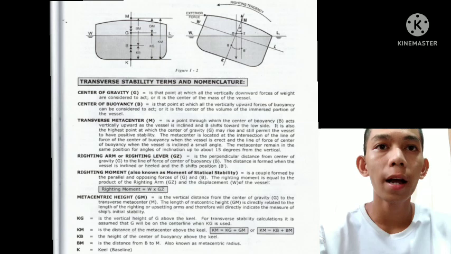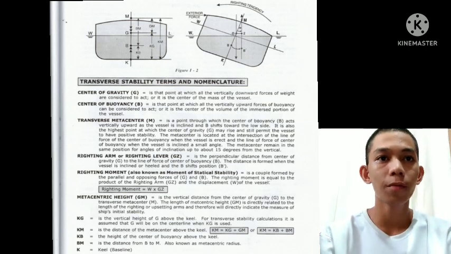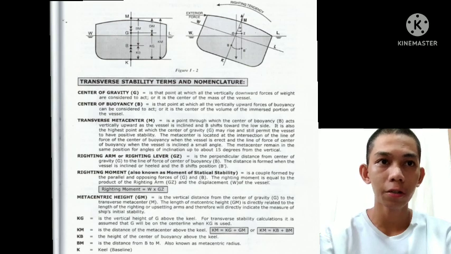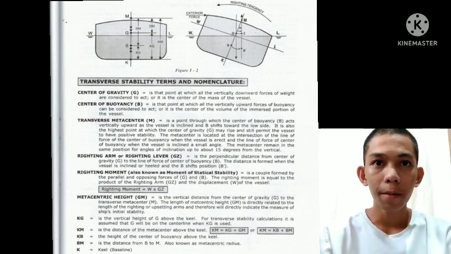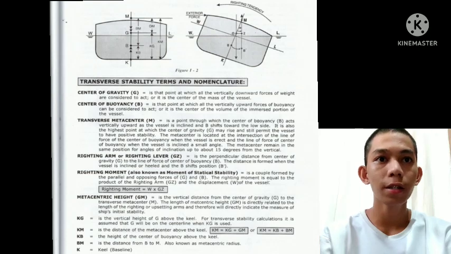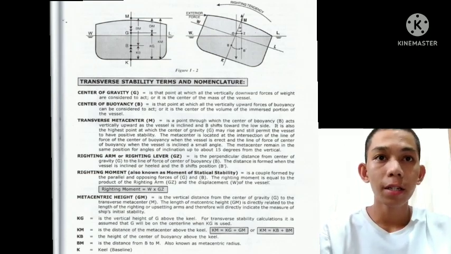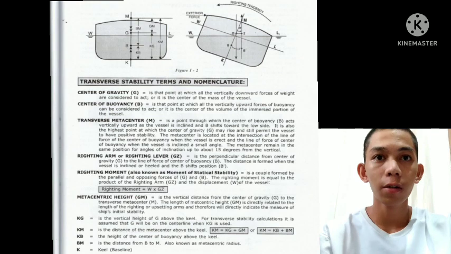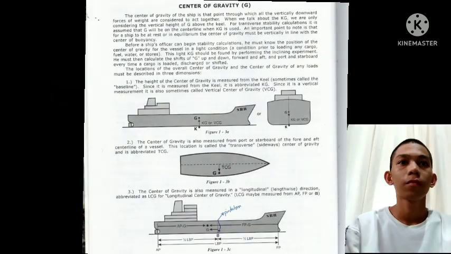KG is the vertical height of G above the keel for transverse stability calculation. KM is the distance of the metacenter above the keel. KB is the height of the center of buoyancy above the keel. BM is the distance from B to M, also known as the metacentric radius. K equals keel or baseline.